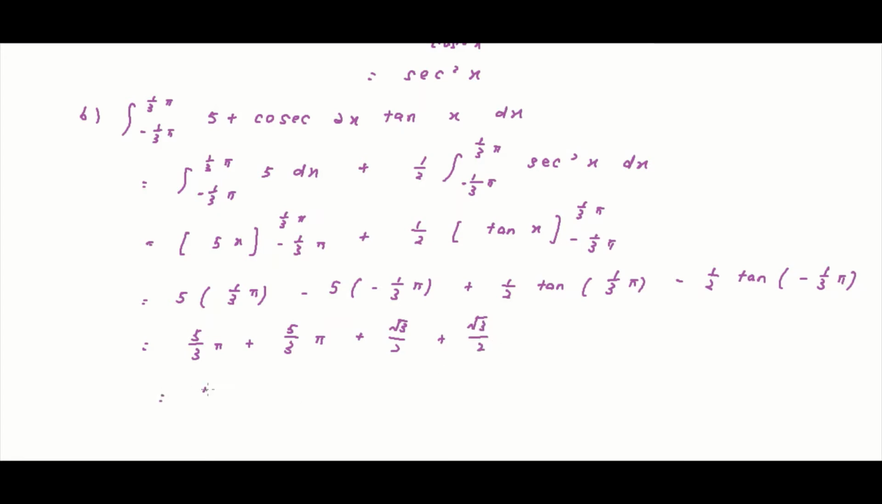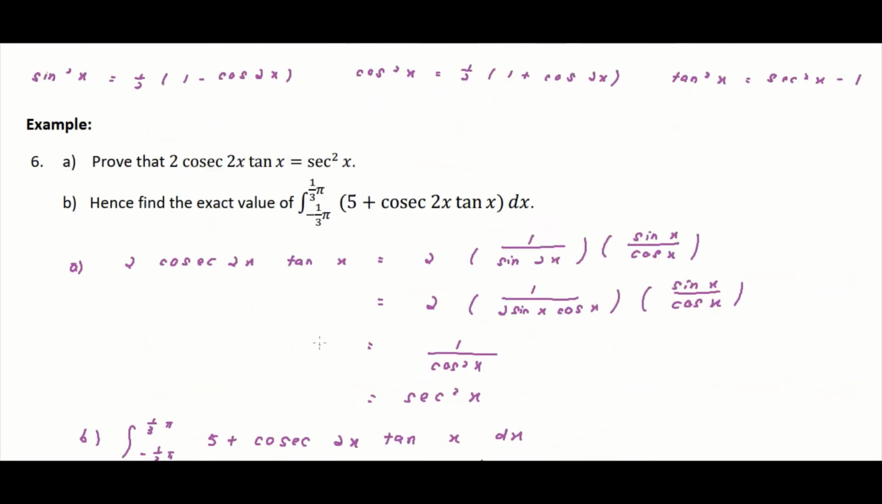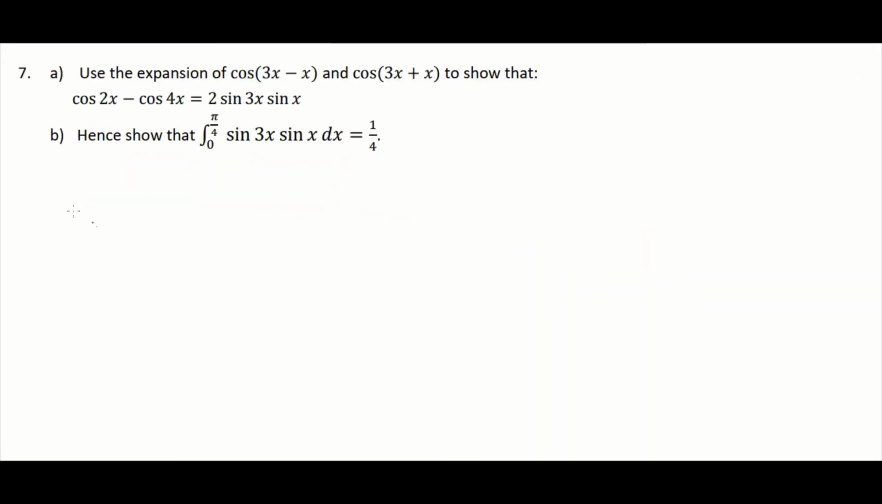So when you add them together, you have 10 over 3 pi, and then plus pi root 3. Okay, so that's it for number 6. So let's move on to the last question. Okay, number 7. If you want to try it on your own first, you can, just go ahead.